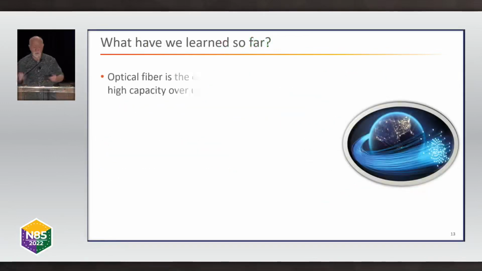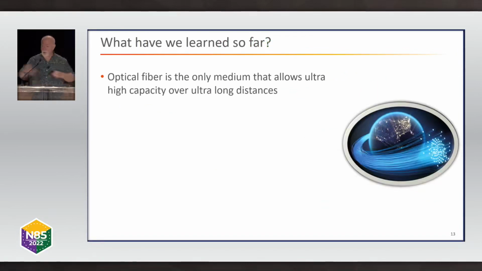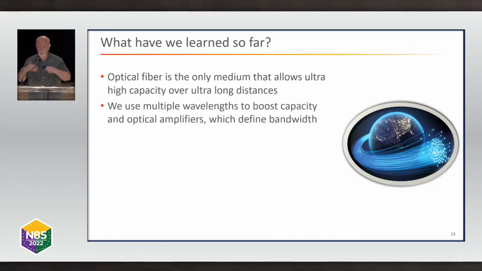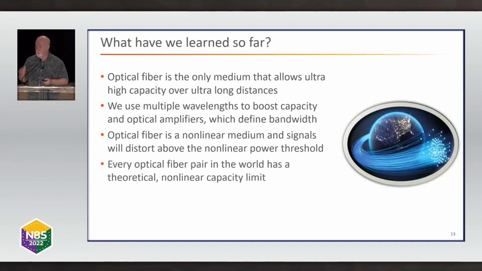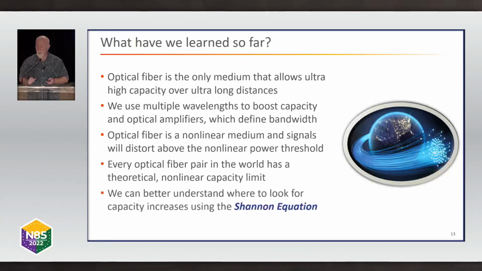So what have we learned so far? Optical fiber is the only medium that we know that allows ultra high capacity over long distances. We use multiple wavelengths to boost capacity. Optical fiber is a nonlinear medium, and signals will distort if we exceed certain power levels. And every optical fiber in the world has its own theoretical nonlinear capacity limit. We can better understand where to look for the best return using the Shannon equation.